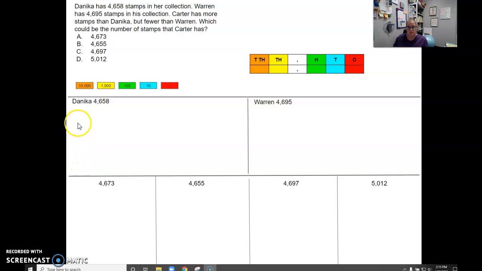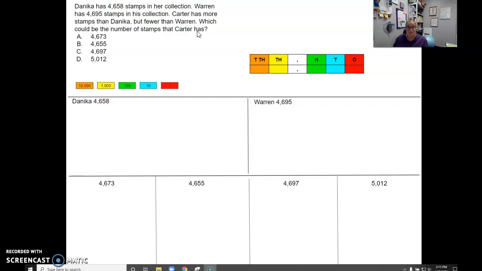All right, guys, let's look at some example problems. So here's the first one. Danica has 4,658 stamps in her collection. Warren has 4,695 stamps in his collection. Carter has more stamps than Danica, but fewer than Warren. Which could be the number of stamps that Carter has?